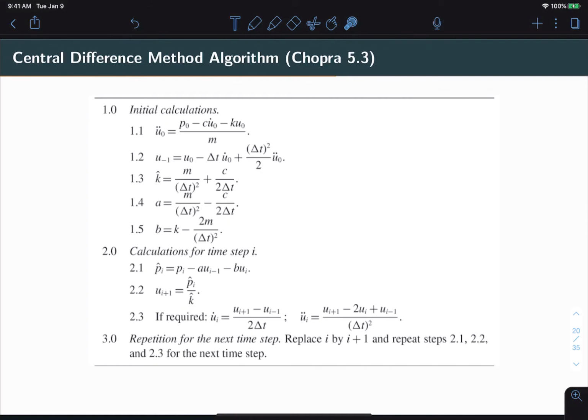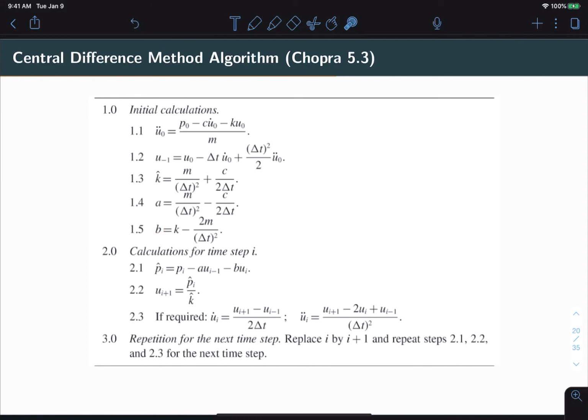So our final algorithm looks something like this. This is something that you can code directly. We start with some initial calculations that are done only once. This solves for our initial acceleration, our velocity before we even start, and the values for k, a, and b.